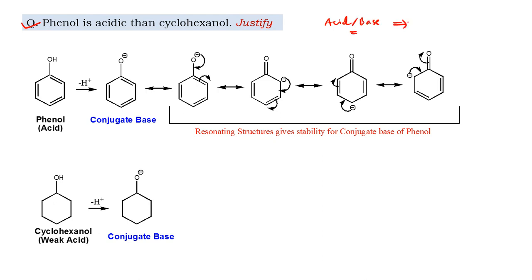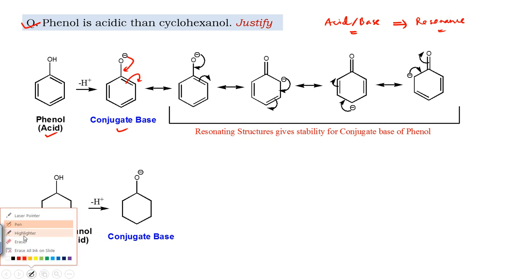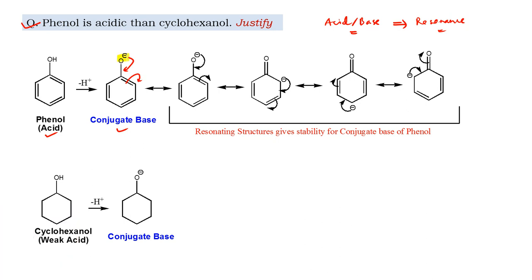And these concepts can be explained with the help of resonance effect. As we have seen, some of the cases can be explained on the inductive effect also, but this example can be explained with the resonance effect. Phenol, as it is behaving as an acid, by donating H plus, will form a conjugate base. In this conjugate base, the oxygen is in conjugation with the phenyl group, so that the negative charge formed on oxygen can be distributed throughout the system with the resonance effect.